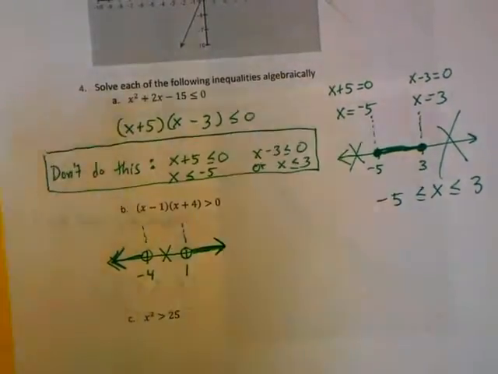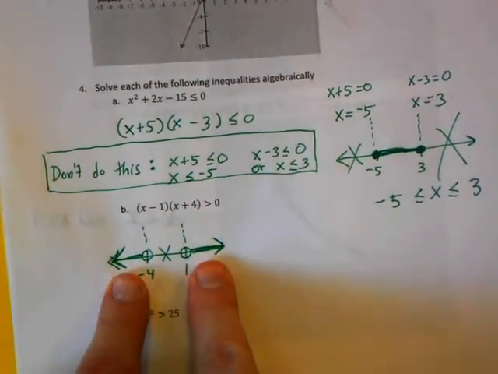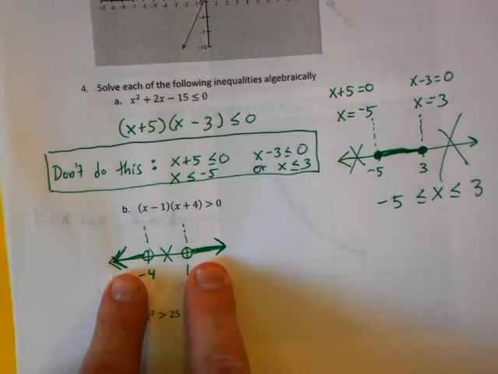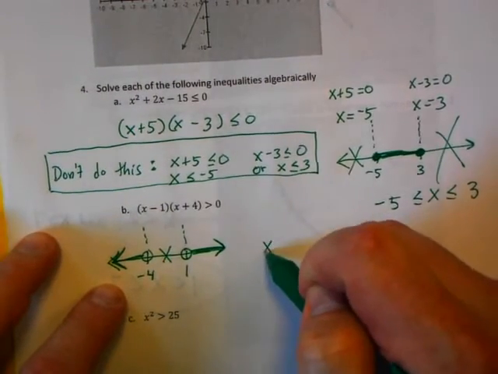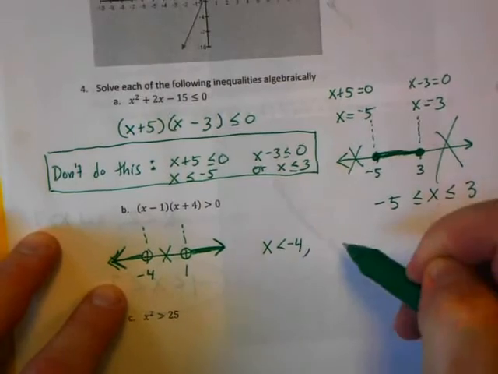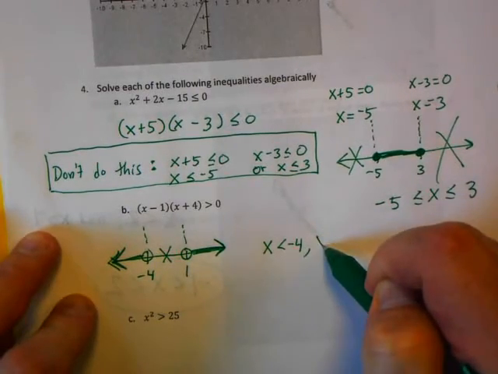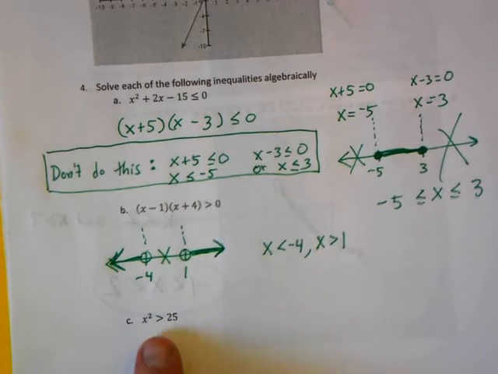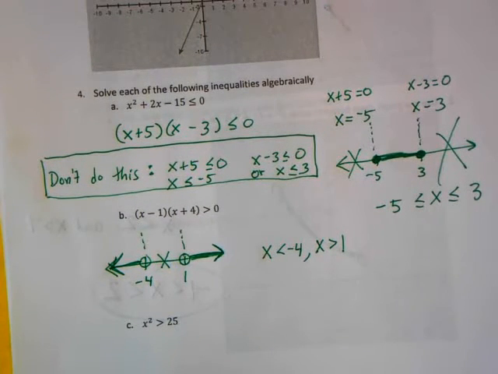So this time, again, notice I have two separate pieces shaded. When I have two separate pieces shaded, I absolutely have to write two different answers. So I have to write this as one answer is x is less than negative 4, and the other answer is x is greater than 1. Questions on that one?